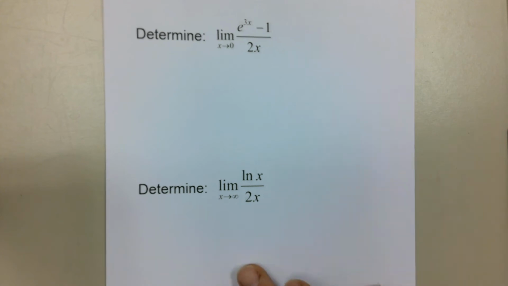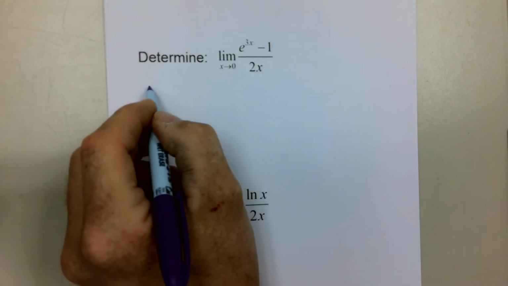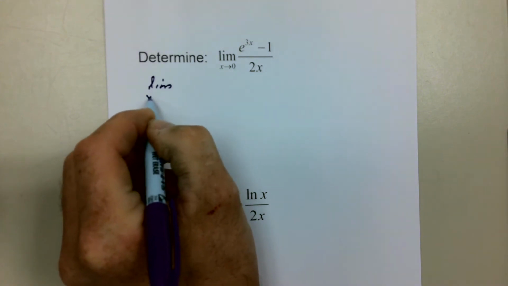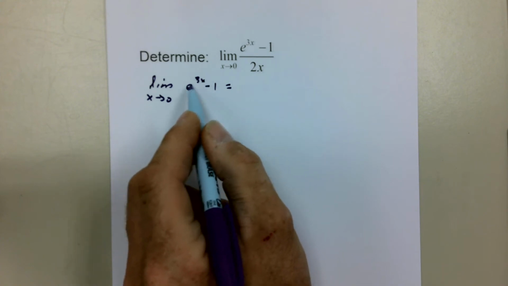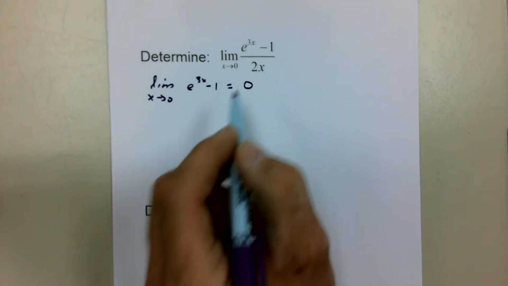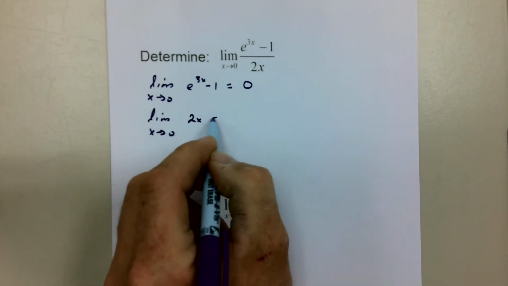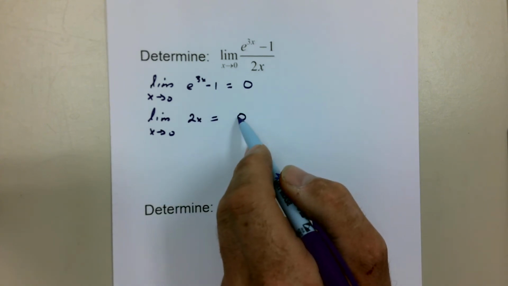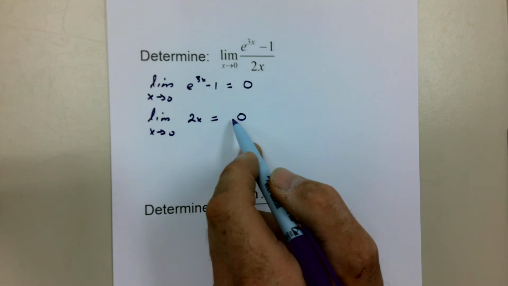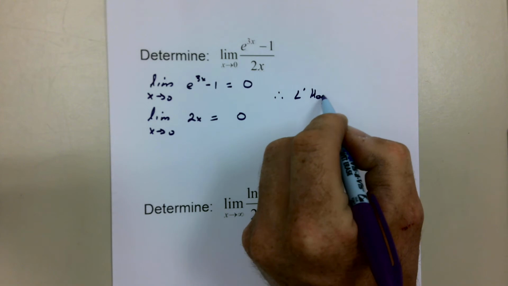So let's go ahead and look at an example. We have the limit as x goes to 0 of e to the 3x minus 1 over 2x. So I'm going to go ahead and find the limit as x goes to 0 of the numerator e to the 3x minus 1. If I plug in my 0, I get e to the 0, which is 1, minus 1 gives me 0. The limit as x goes to 0 of 2x, if I plug in 0, 2 times 0 gives me 0 as well. So I have 0 divided by 0, or my numerator's limit is 0, my denominator's limit is 0. So I can put therefore, and my L'Hopital's rule is going to apply.